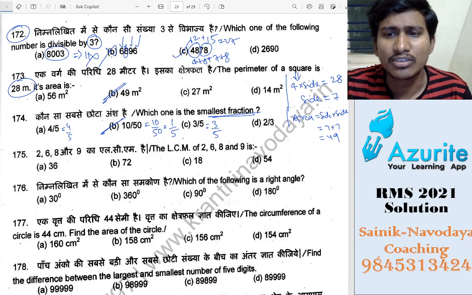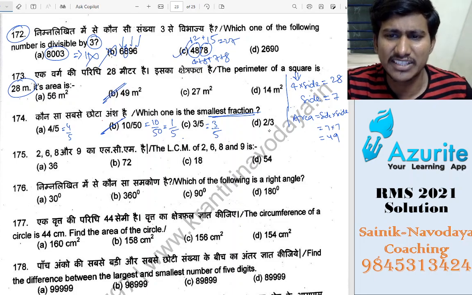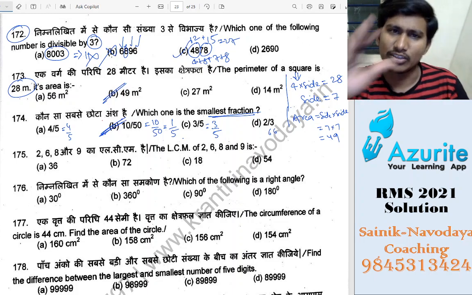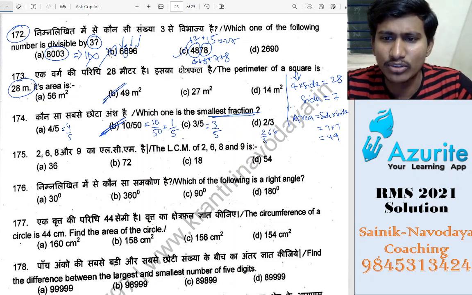Now you check with 2 by 3. 2 by 3 means nearly around 66%. 66 will come. So that is why no. So the smallest is B only, 1 by 5. Now multiply with 100 if you are not able to do it. That is 2 by 3 into 100. That will come nearly around 66.